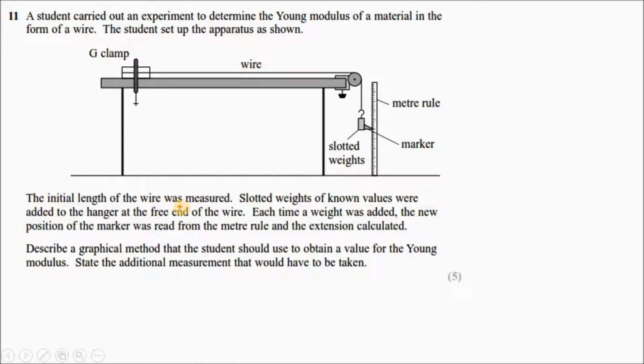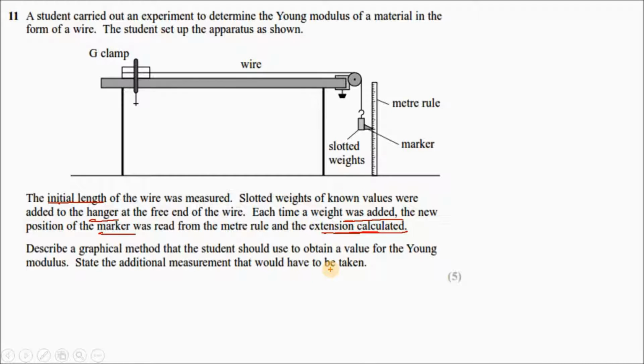The initial length of the wire was measured. Slotted weights of known values were added to the hanger at the free end of the wire. Each time a weight was added, the new position of the marker was recorded or read from the ruler and extension calculated. Describe the graphical method that the student should use to obtain a value for the Young modulus. State the additional measurement that would have to be taken.